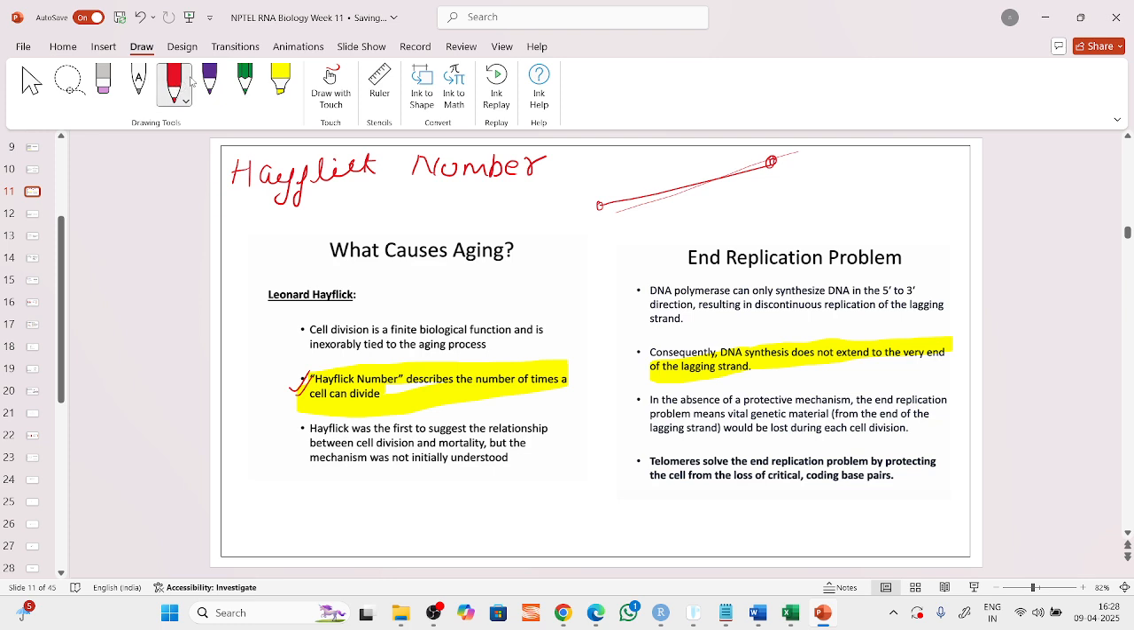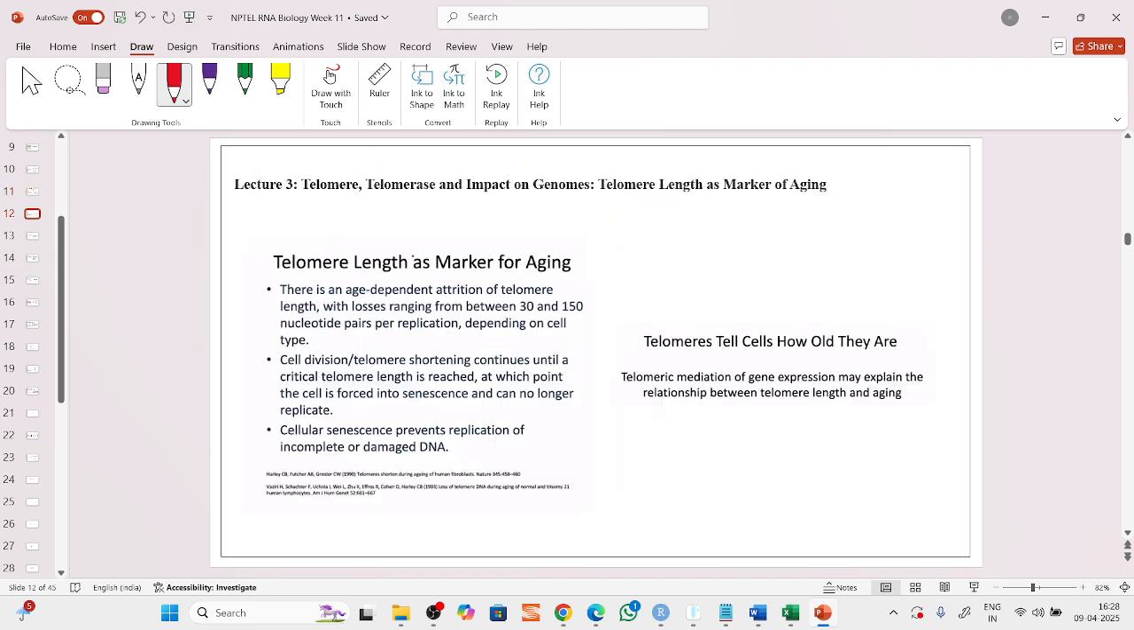In the absence of a protective mechanism, what will happen? The end replication problem means vital genetic material would be lost during each cell division. So each cell division will lead to a loss of the important genetic material. So telomeres solve this end replication problem by protecting the cell from the loss of critical coding base pairs. This is what we were discussing. Okay. So now comes telomere length as a marker of aging.